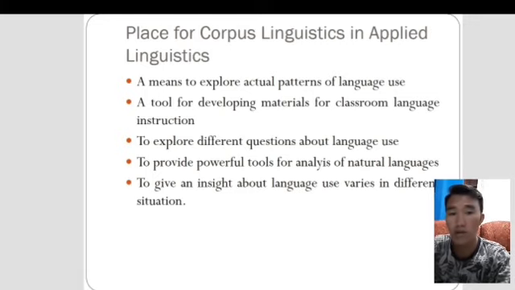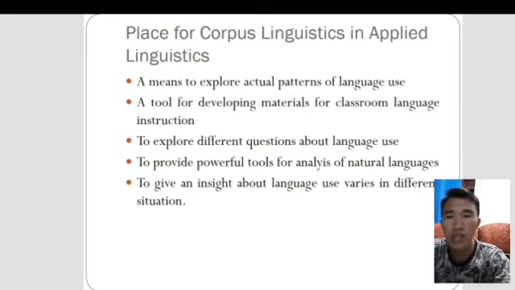So there are so many explanations about language use, especially in the corpus, that we can explore different questions about language use, and to provide powerful tools for analysis of natural language, and the last one, to give an insight about how language use varies in different situations.